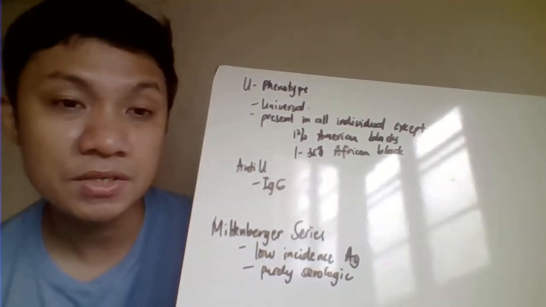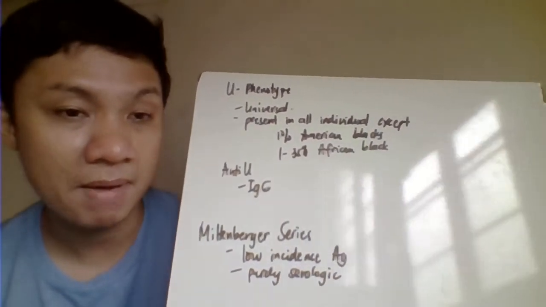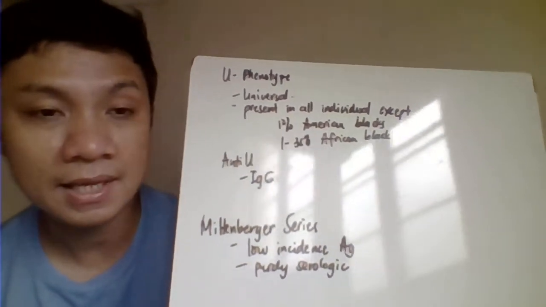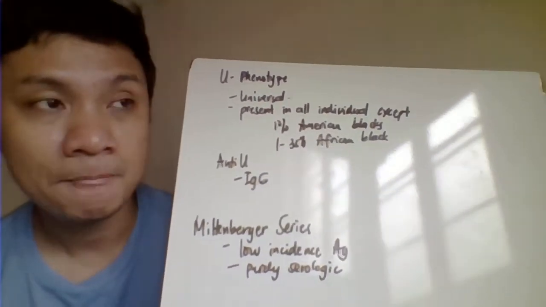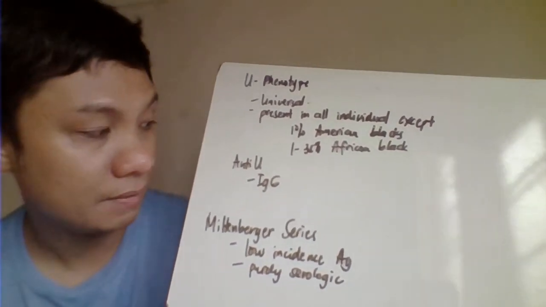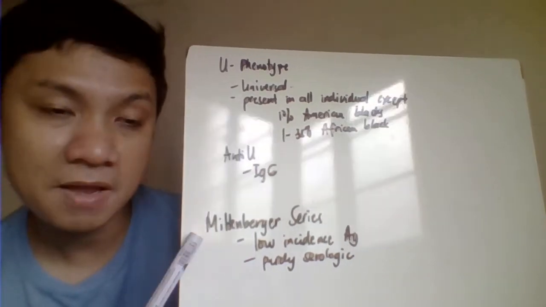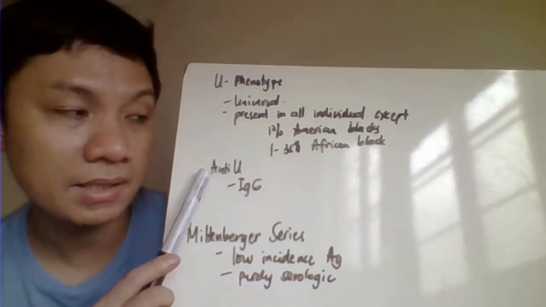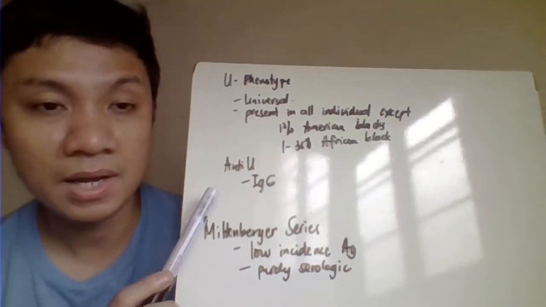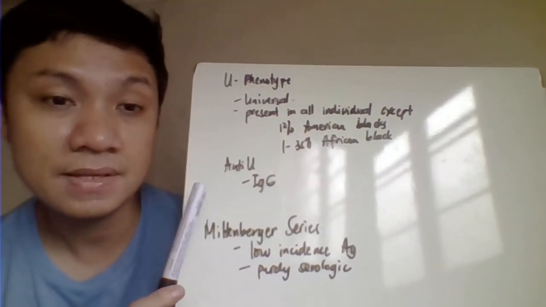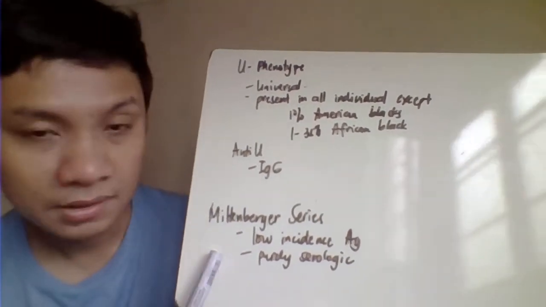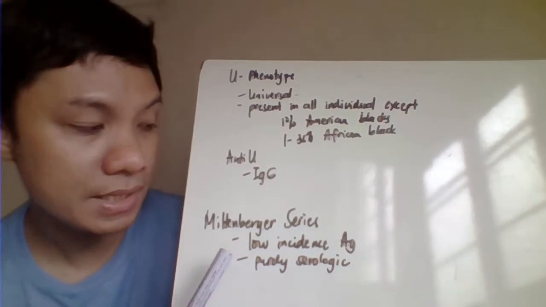Okay, so except for 1% of your American blacks, which are U negative, and 1 to 35% of your African blacks. So dito ka makakakita ng anti-U antibody, because previously they are negative for the antigen. For the type of antibody, anti-U antibody is an IgG antibody, and therefore it is a clinically significant antibody that can cause hemolytic transfusion reaction.